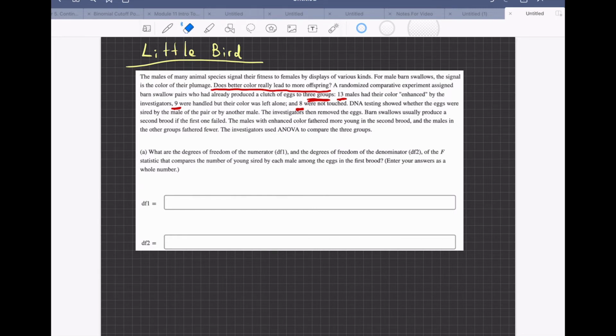So here in this case, the question is: what are the degrees of freedom for the numerator and the degrees of freedom for the denominator of the statistic? All right.